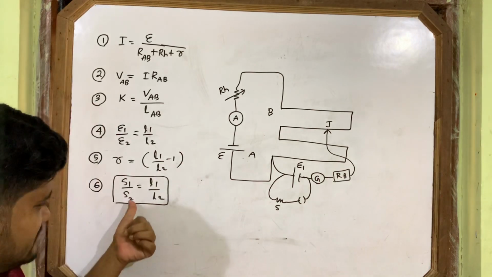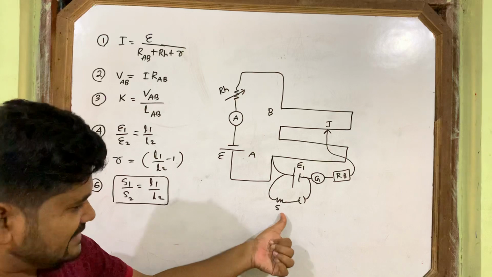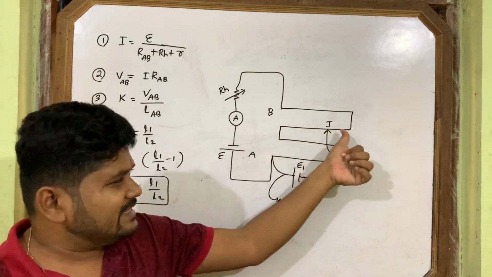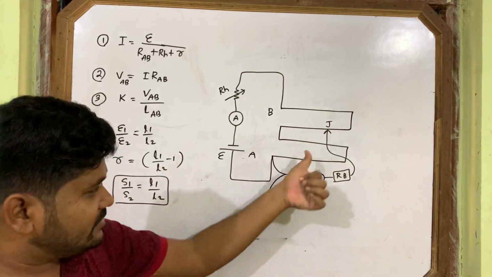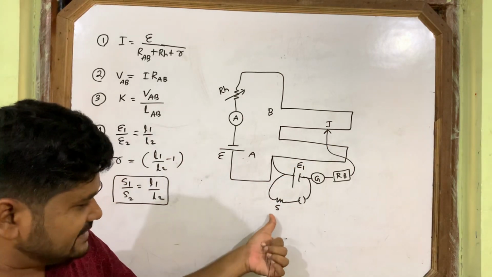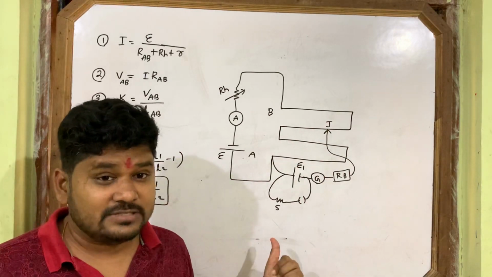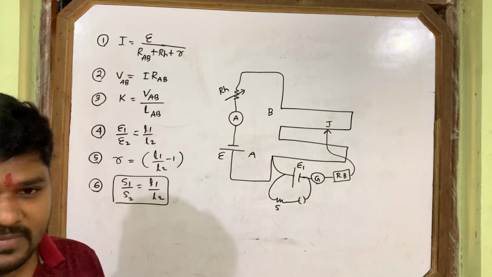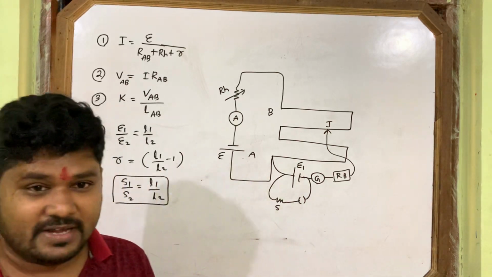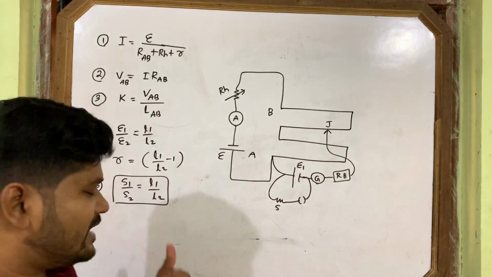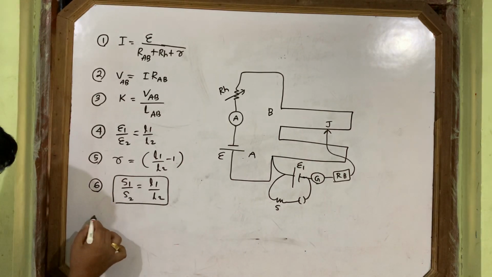But here, why it is not right: when S increases, the balancing length increases. S is directly proportional to L? I will explain why. When S increases, the balancing length increases, but that is not directly proportional. So that's why we cannot actually write this formula. But it is written in the NCERT book, so I am giving it to you to solve that question.